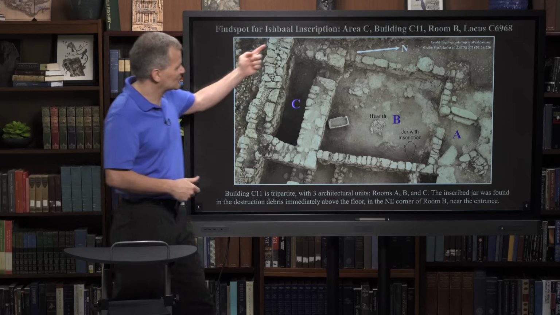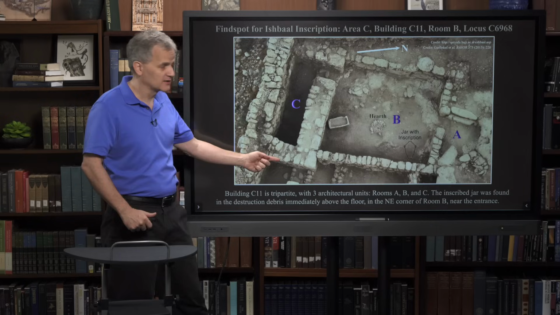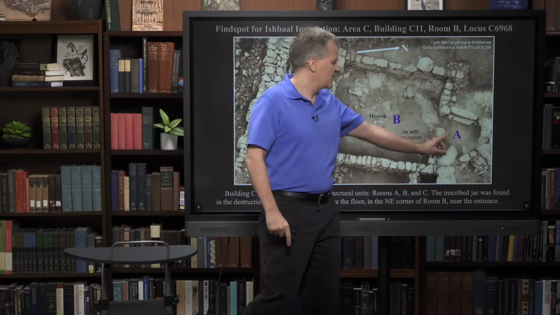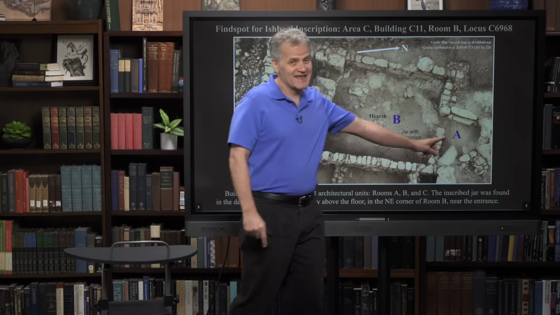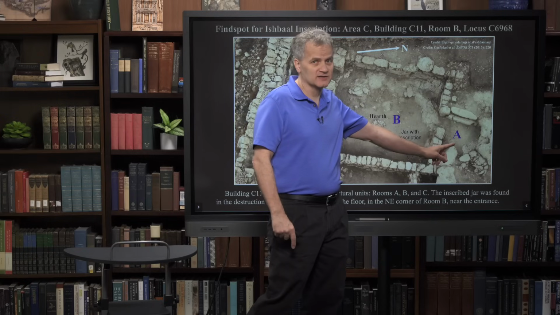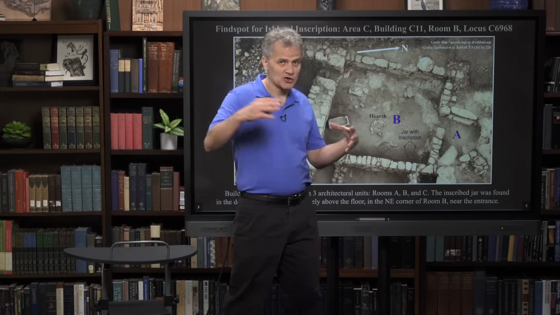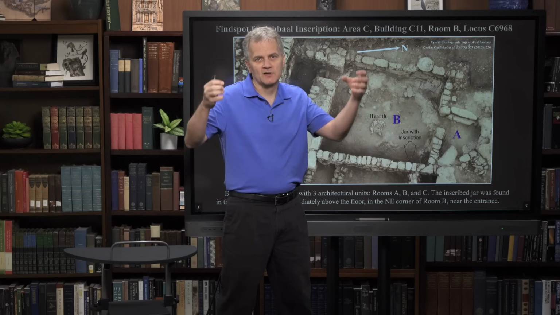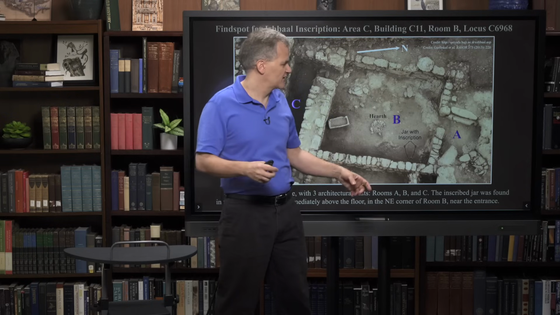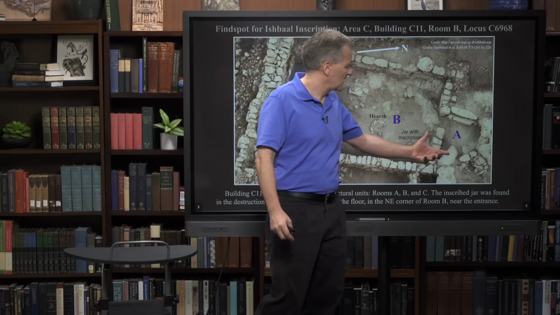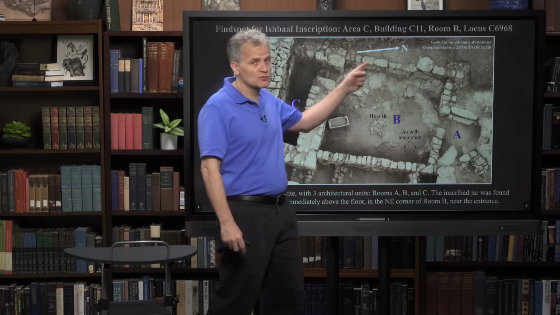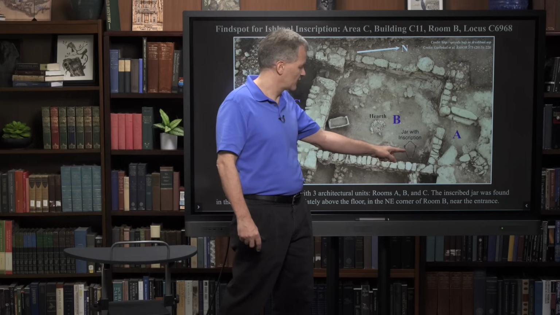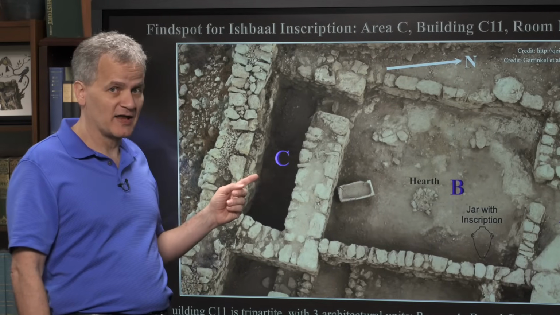Well, this is the actual house where it was found. It's a tripartite house, meaning it has three parts to it. So there's A, B, and C. A is an entryway. That's pretty much all A is. It's the equivalent of, if it were a larger building like a temple, a full portico, maybe even columned pillars to hold up a roof. But this is a very small house, so it's a simple entryway. And then the largest room in the house is here, the second room, and the jar with the inscription is found right here.